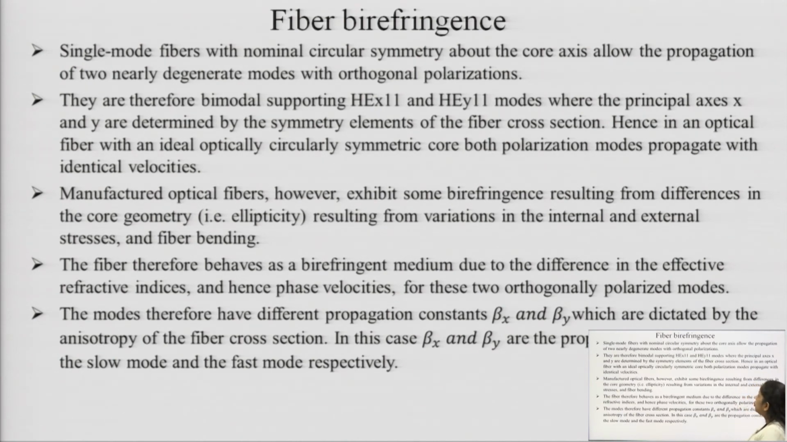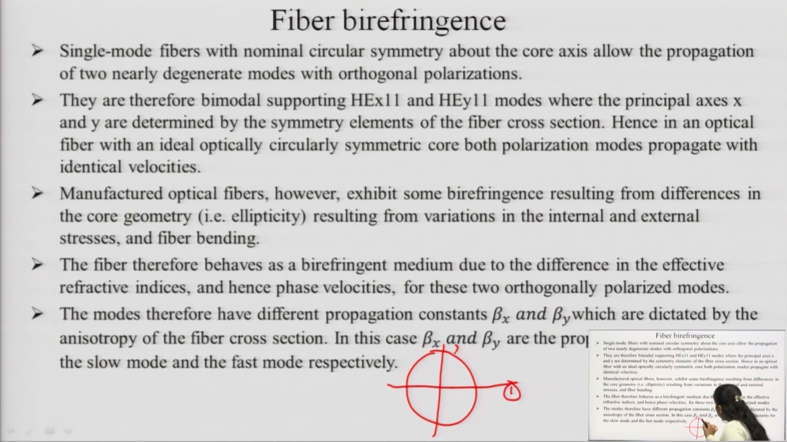A single mode fiber with nominal circular symmetry about the core axis allows the propagation of two nearly degenerate modes with orthogonal polarization. What is being said in this particular line? Just have a look. We have a single mode fiber with a nominal circular symmetry. Circular symmetry clearly indicates a circular structure in which, if there exists a core, there are two modes, the first mode and the second mode, which are two nearly degenerate modes.